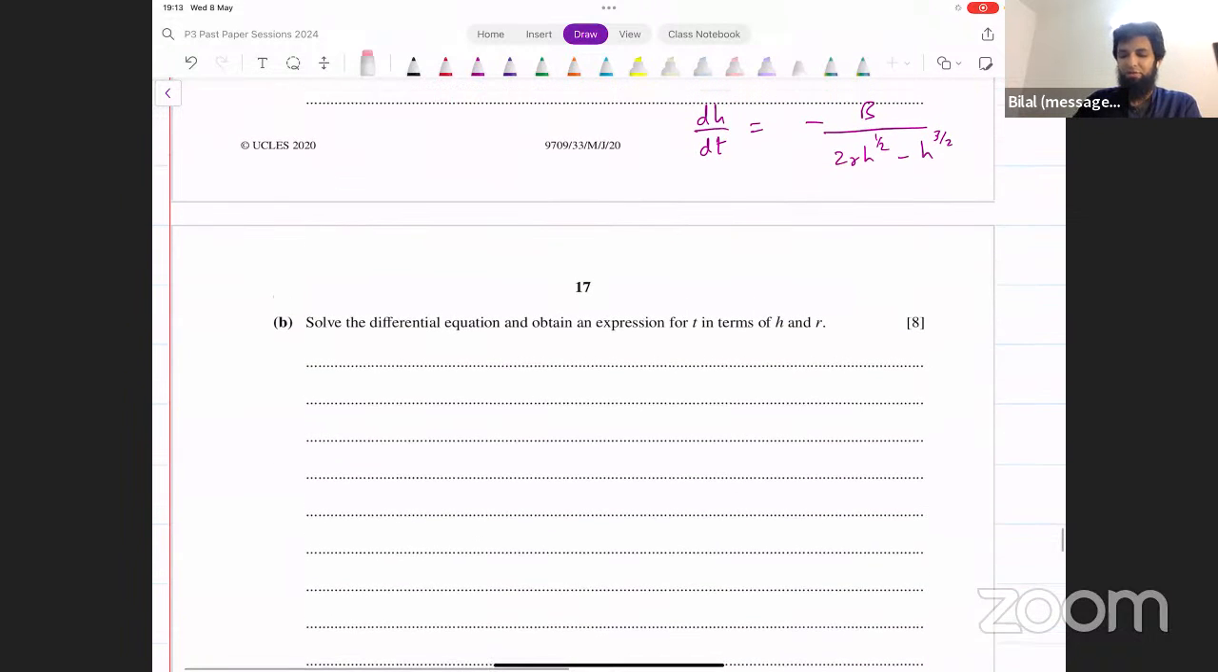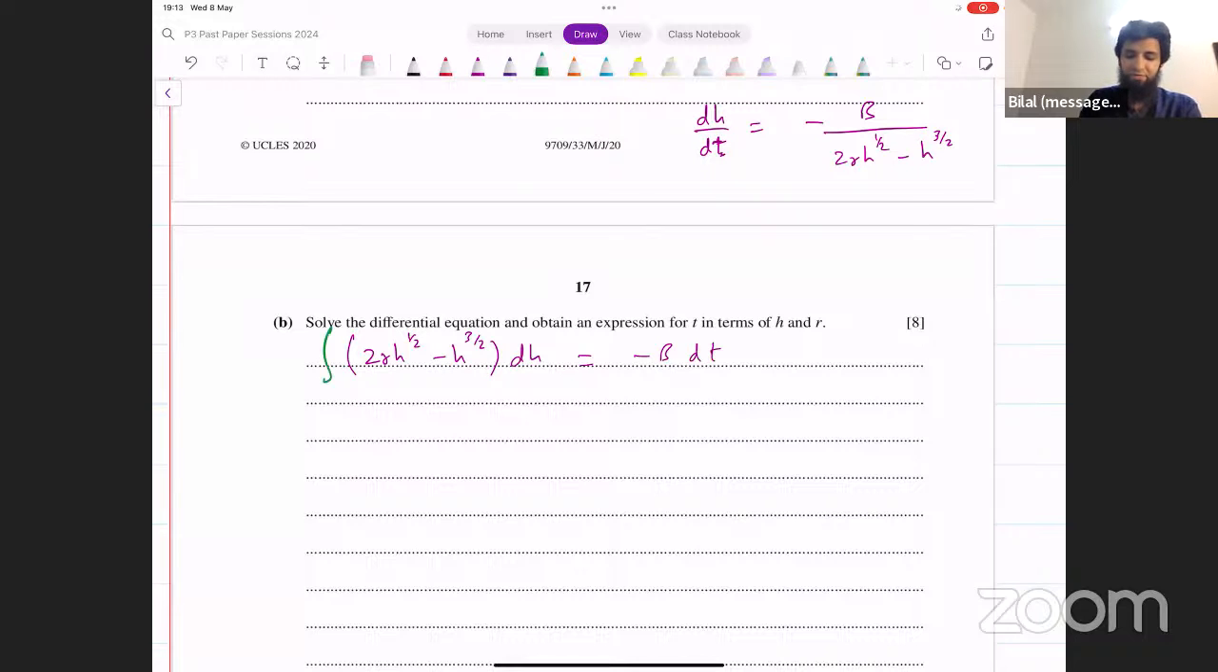Now you have to separate the variables. Remember, r is a constant. Treat this as a constant that will remain as it is. You have to find your answer in terms of r. Okay. All right. So what do we do for this? Let's separate the variables. This will come to the left side, and it becomes 2r h raised to the power 1 over 2 minus h raised to the power 3 over 2 whole times dh. On the right side, you have minus b dt.